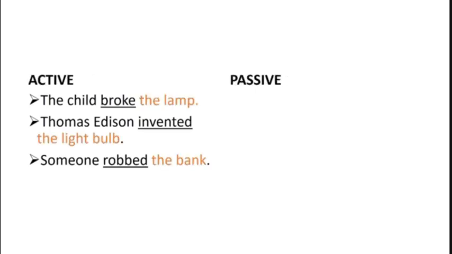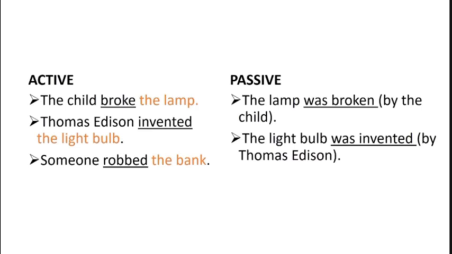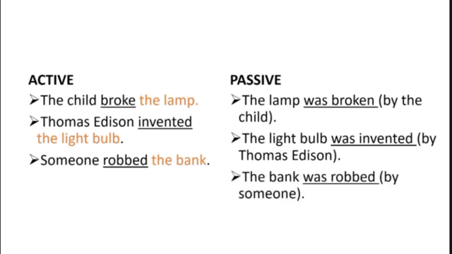Pause the video for a moment and try to change these sentences into passive voice. The child broke the lamp. The lamp was broken. Thomas Edison invented the light bulb. The light bulb was invented by Thomas Edison. Someone robbed the bank. The bank was robbed.